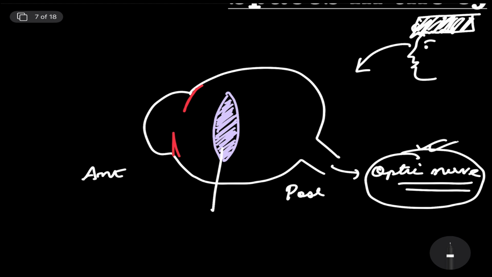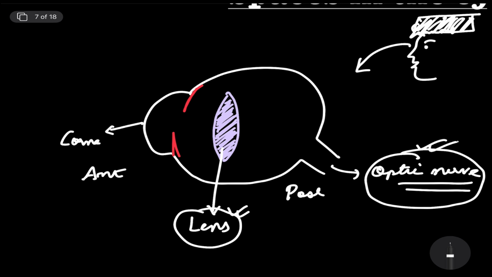This structure in the middle, as I had talked about before as well, is the lens. This here is the cornea. This red colored portion is the iris. We have the ciliary body and all of that as well, but for better understanding of what we are to study right now, I haven't drawn them to make the drawing less congested. All of this is obviously the sclera.